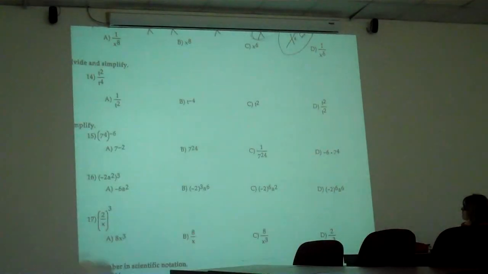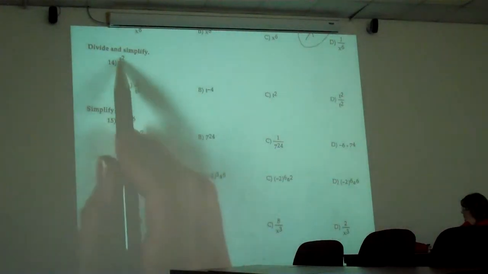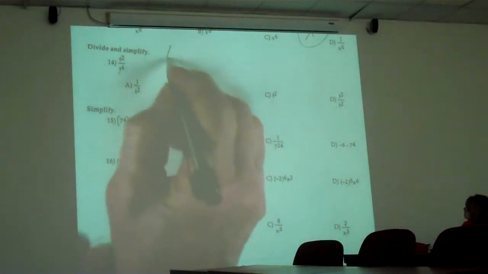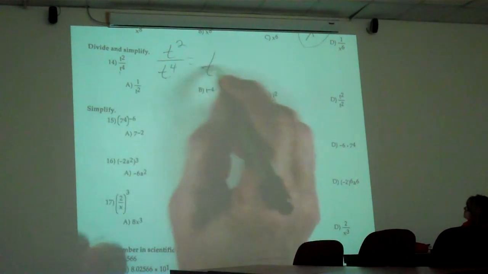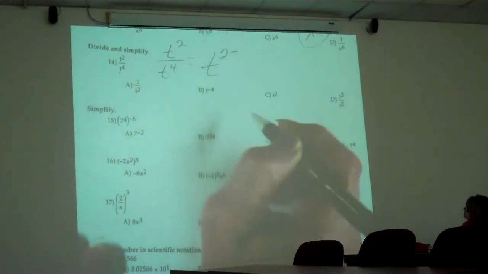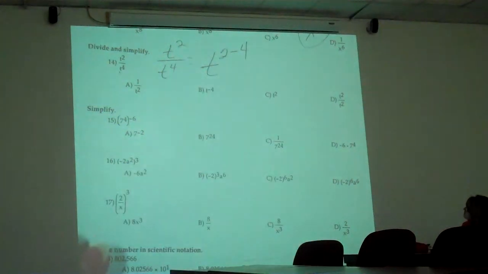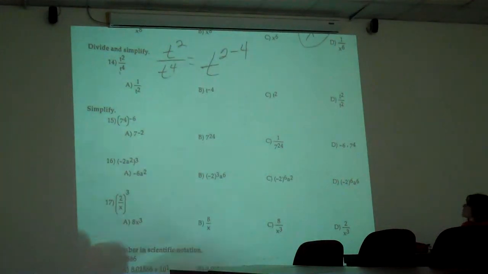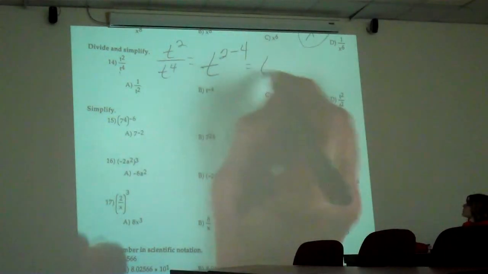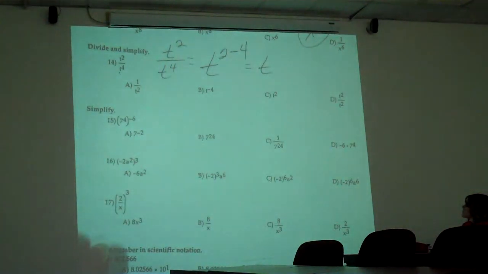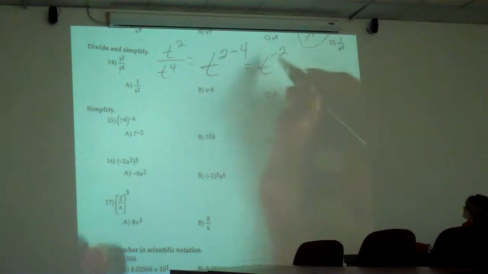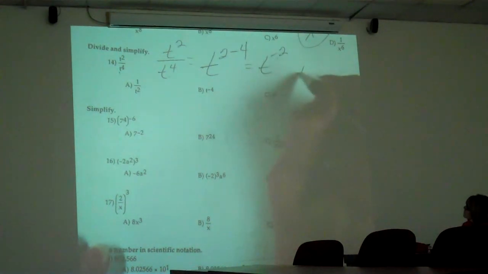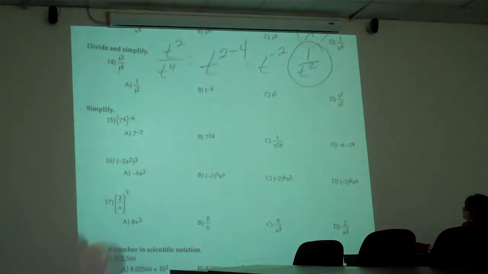Okay, divide and simplify. When you're dividing, you have the same base. What do you do with your exponents? Subtract. The top minus the bottom. Okay, so you have 2 minus 4, which is what? Negative 2. To simplify that, you would put the T squared on bottom, 1 on top. 1 over T squared.